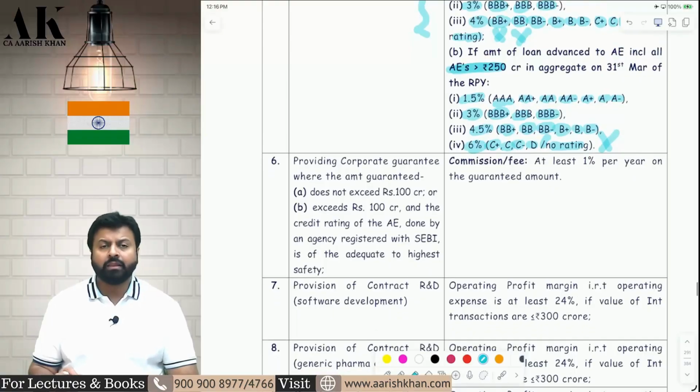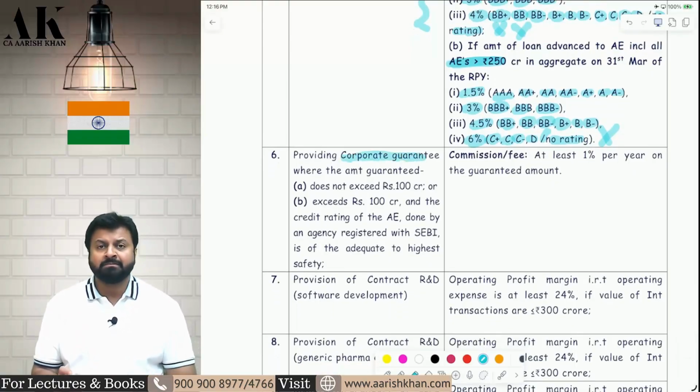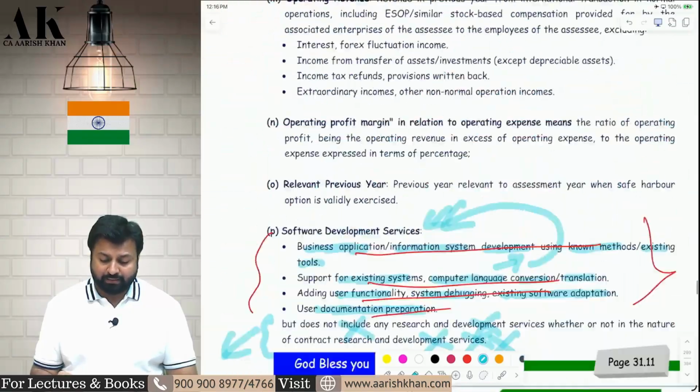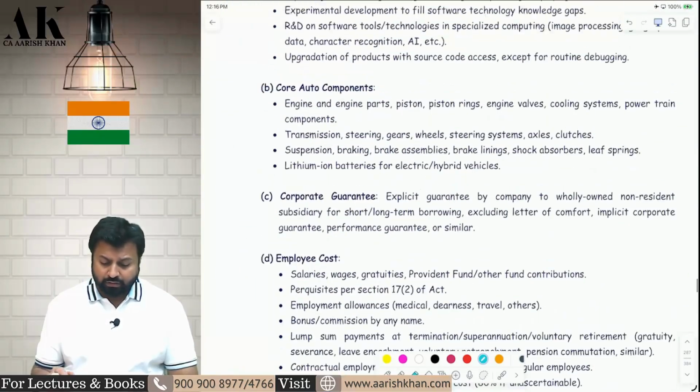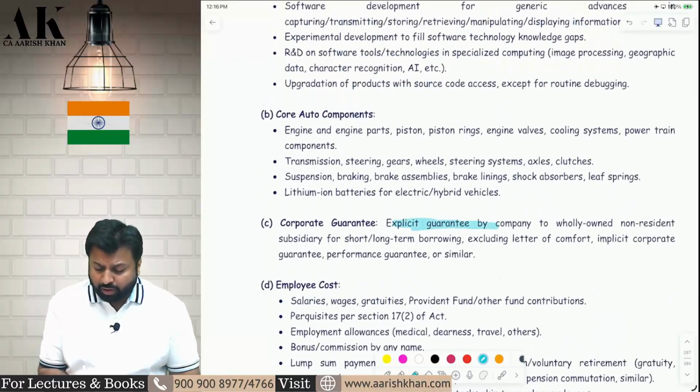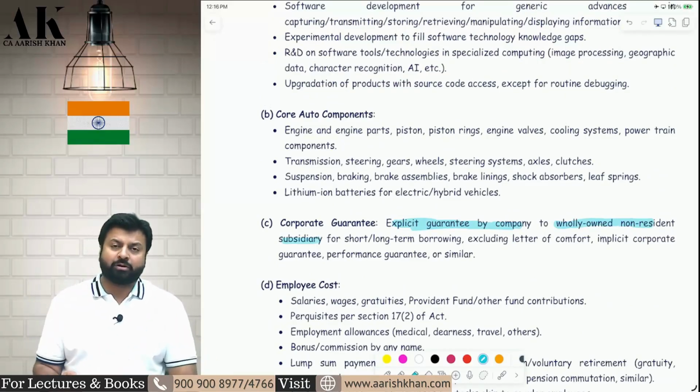Okay. Next one, corporate guarantee. We are providing corporate guarantee. Sir, what do you mean by corporate guarantee, sir? Let's try to understand what you mean by corporate guarantee. Corporate guarantee will only include explicit corporate guarantee to the wholly owned non-resident subsidiary. That's it. If it is provided to other than subsidiary, then it is not covered in safe harbor.